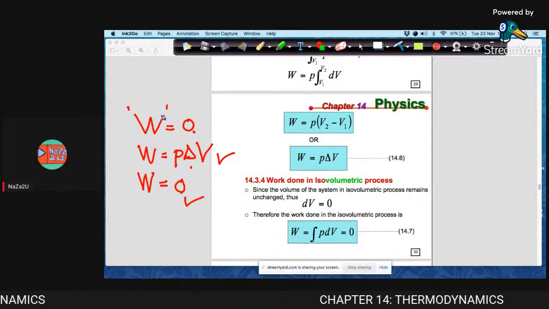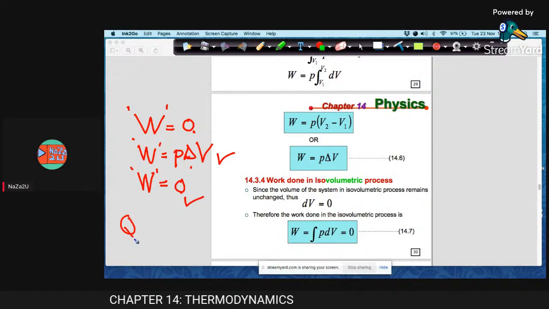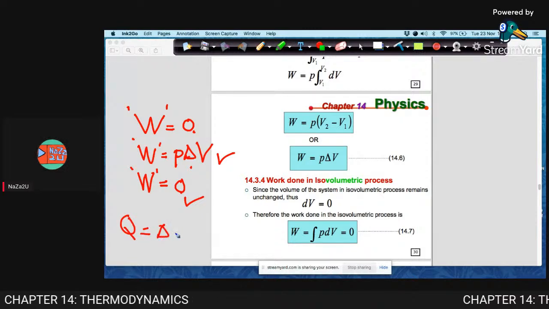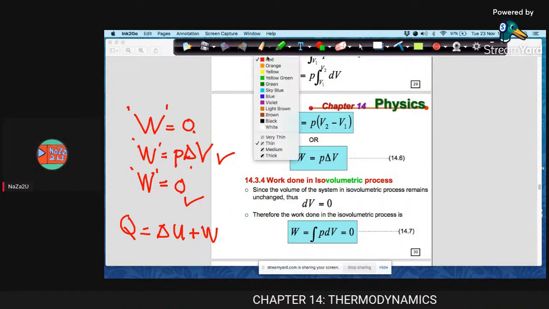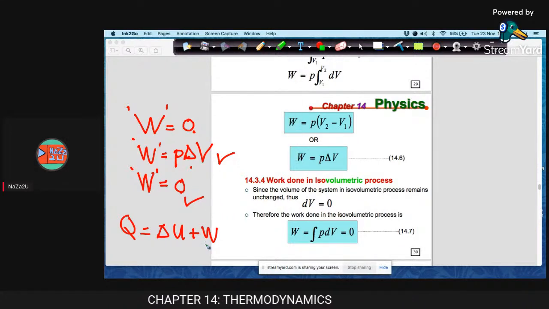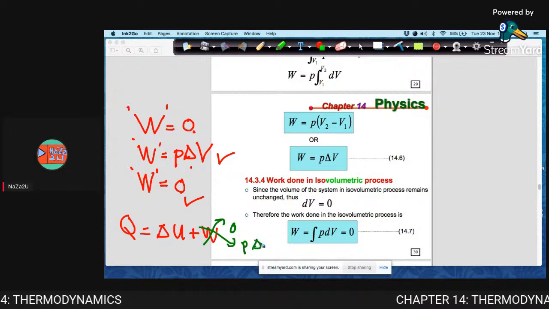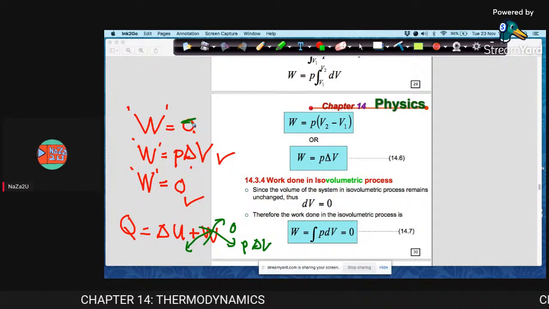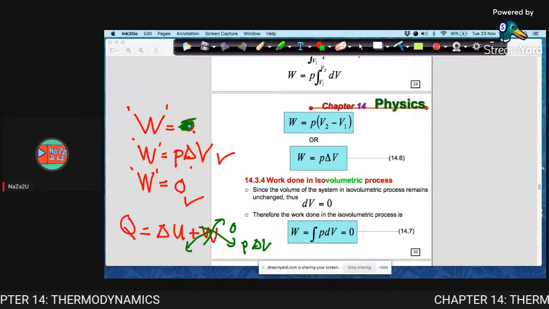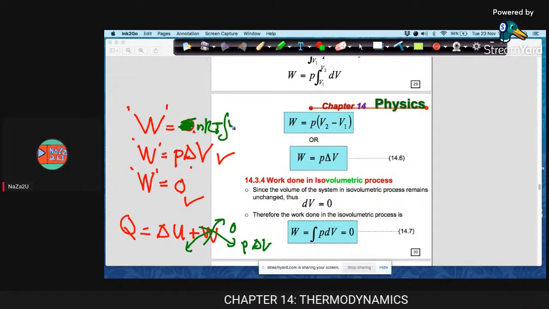Dia punya work done yang berbeza. So if you relate to the first law thermodynamic, Q is equal to delta U plus W, kerja yang dilakukan untuk sistem thermodynamic ini ada masanya dia bernilai kosong, ada masanya dia bernilai P delta V. Sorry, ini not equal to 0. So kalau kamu tengok tadi, this is nRT.